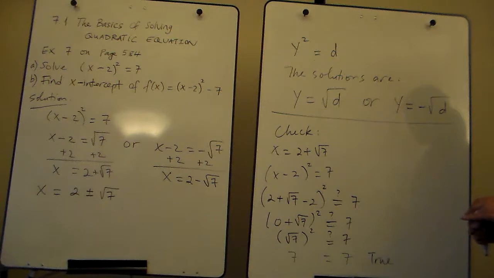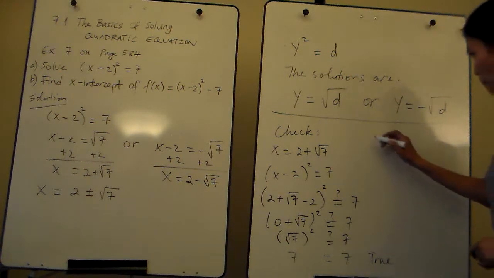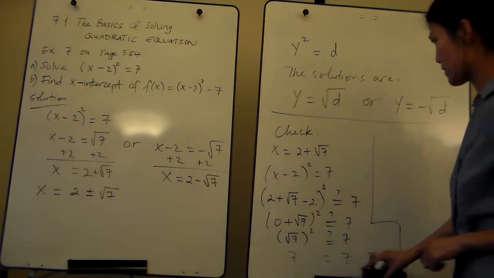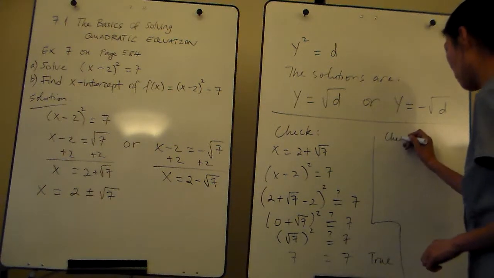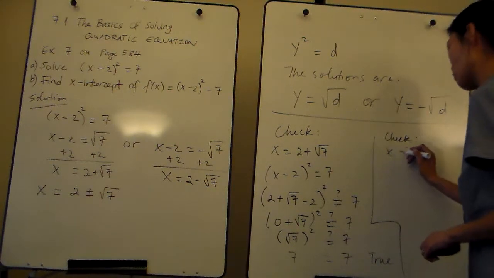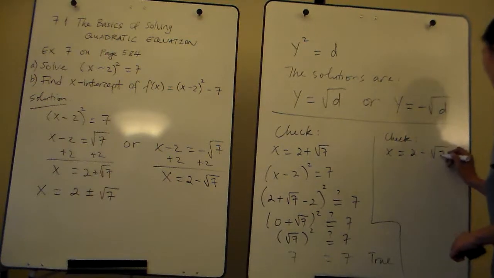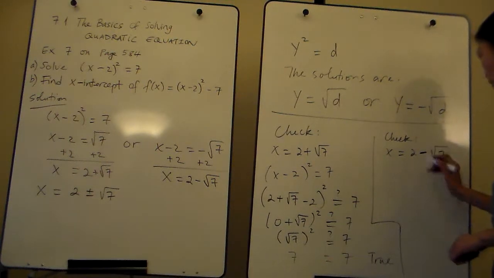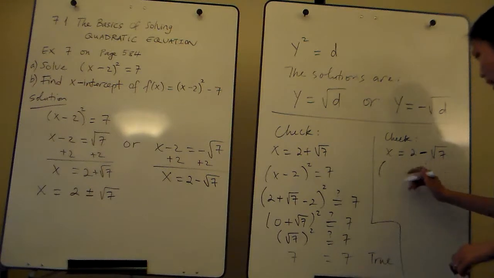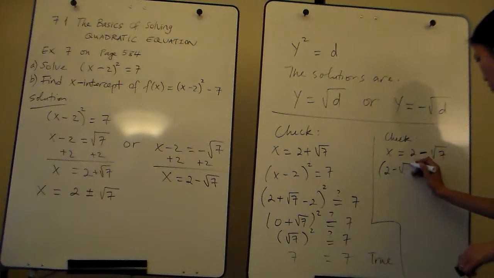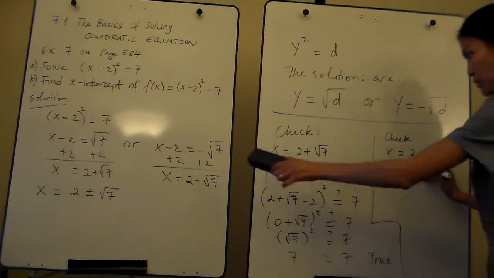Alright, let's try another one. Let's test the other one. So checks for the other solution, x equal to 2 minus square root of 7. You plug it in for the x, which is 2 minus square root of 7, minus 2, for the equation.